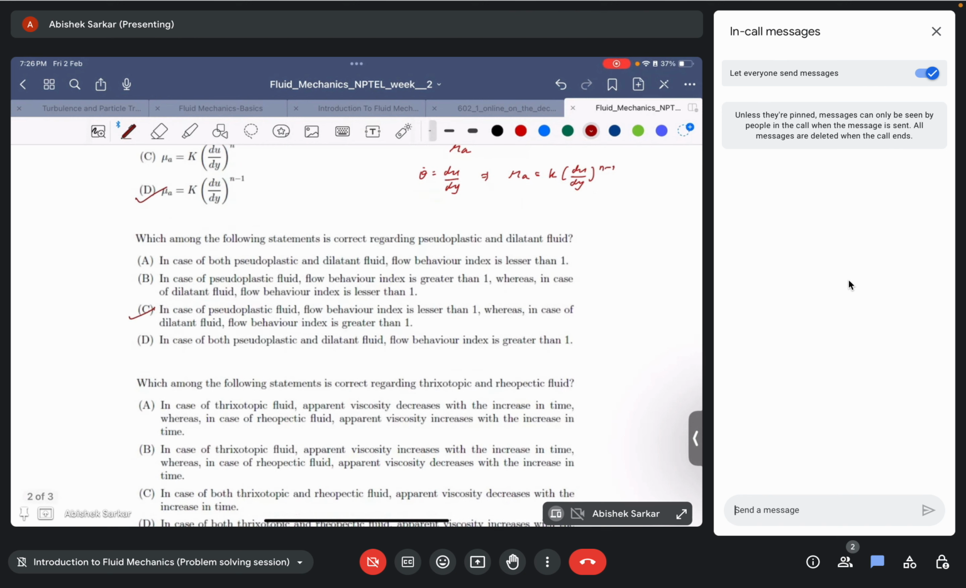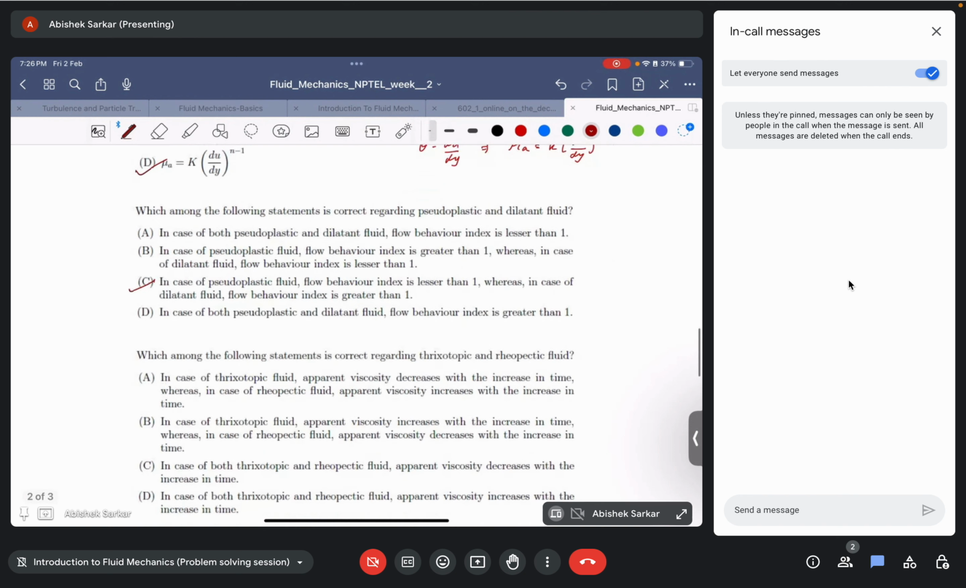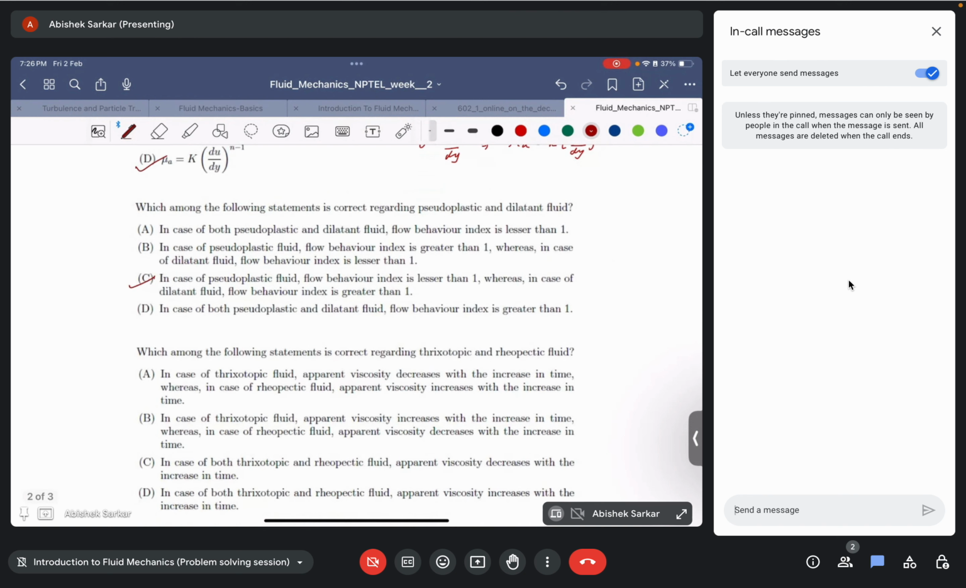I believe we didn't discuss it, that's why I gave the answer, but Professor Chakraborty has thoroughly discussed it in his lecture, so you can just go back and revisit so that you can recollect the concepts. Okay. Again, which among the following statements is correct regarding thixotropic and eupectic fluid?